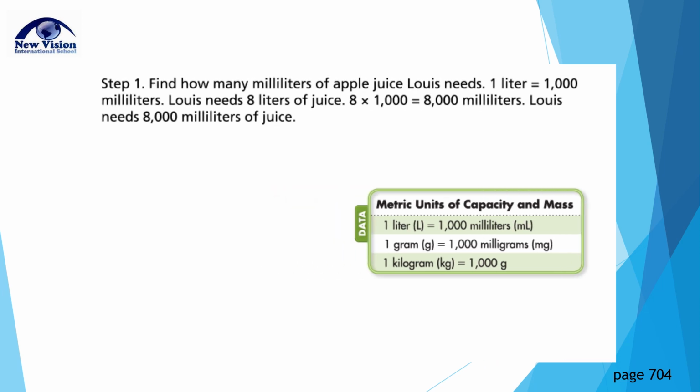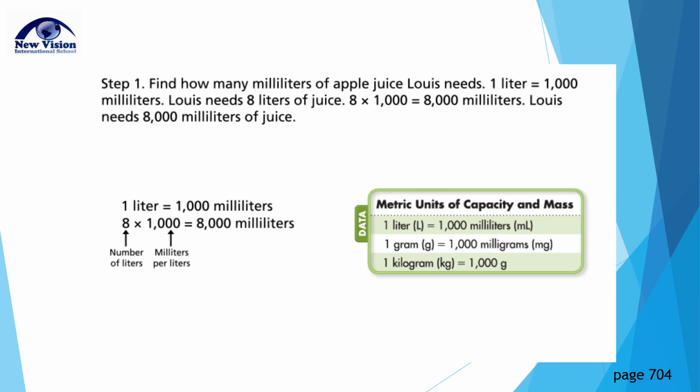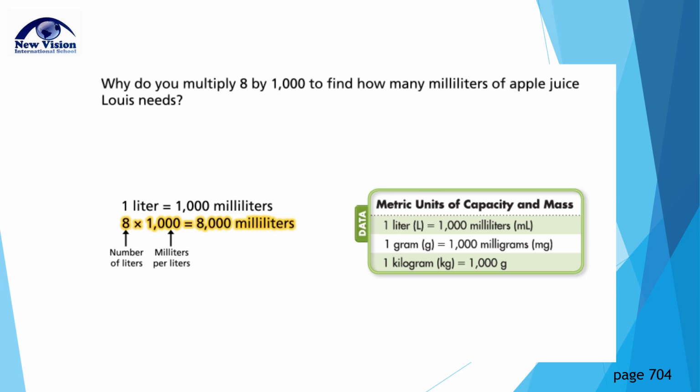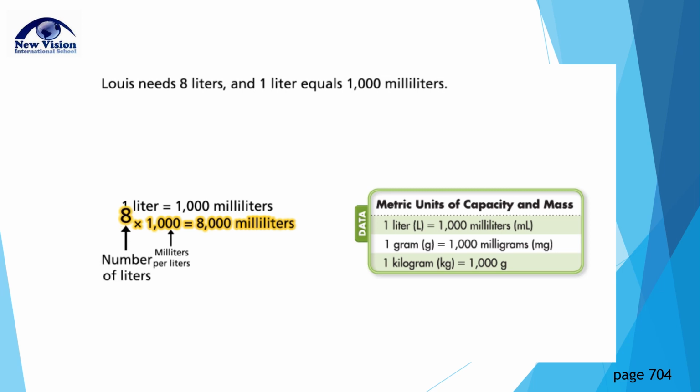Step 1. Find how many milliliters of apple juice Louis needs. 1 liter equals 1,000 milliliters. Louis needs 8 liters of juice. 8 times 1,000 equals 8,000 milliliters. Louis needs 8,000 milliliters of juice. Why do you multiply 8 by 1,000 to find how many milliliters of apple juice Louis needs? Louis needs 8 liters, and 1 liter equals 1,000 milliliters.